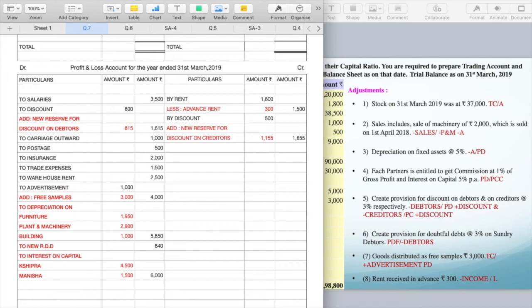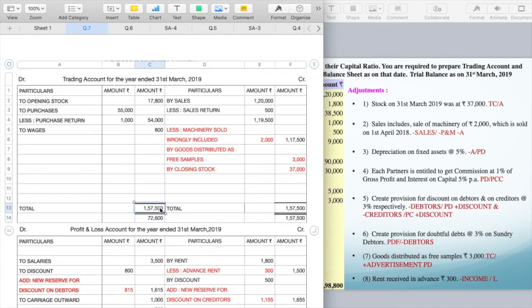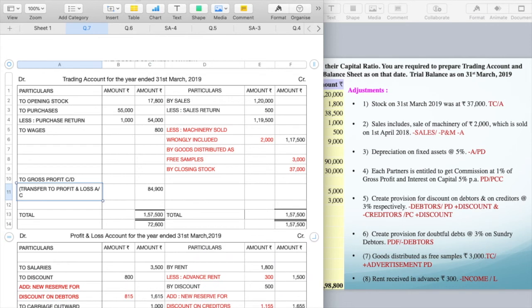Okay. Now the only adjustment remaining is commission to partners. For that we need a gross profit. So first we have to close the trading account. If we calculate the credit side amount, you will get 1,57,500, and on the debit side you will get an amount of 72,600, right? So credit side total is more, so we have to mention in the same line of the total 1,57,500, and the amount of gross profit will be 84,900. So here you have to mention to gross profit, carried down, transfer to profit and loss account.